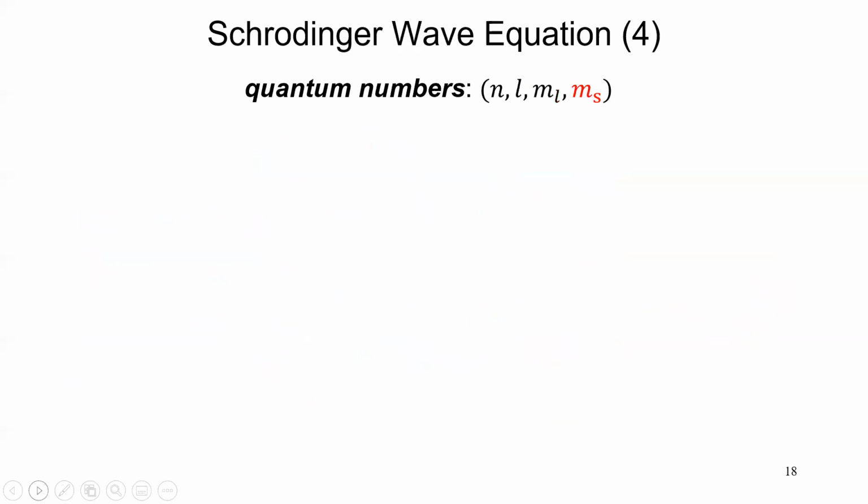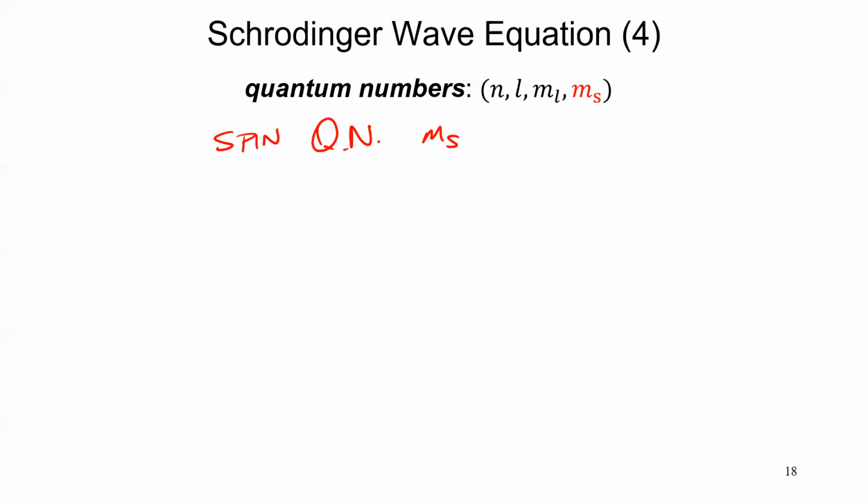The last number that we're going to talk about is m sub s. This is called the spin quantum number. And the spin quantum number tells us whether an electron is spinning clockwise or counterclockwise. And so whether or not that magnetic field that's generated by the spinning charge is pointing up.